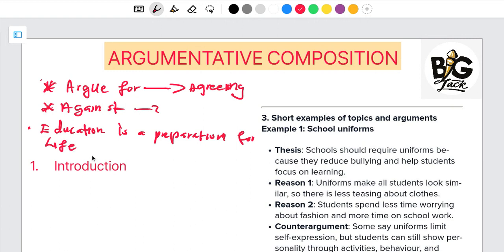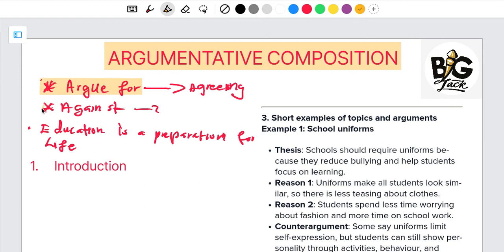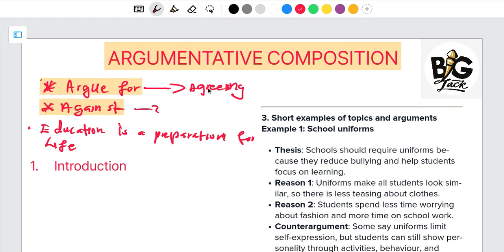For this motion, you have to argue for or against. You have to choose only one position, whether you are going to argue for or be against, the way enemies are against what we do. If you say education is not a preparation for life, you are against. If education is a preparation for life, you are agreeing, arguing for. So you have to choose only one side. That is what argumentative composition is.